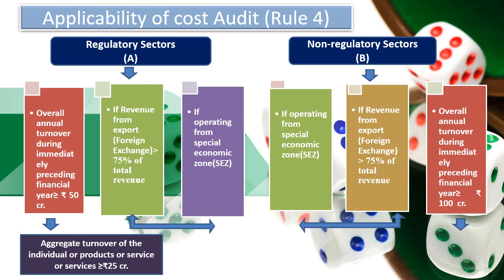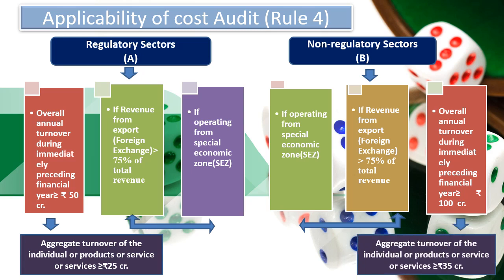Then in case of non-regulatory sectors, overall annual turnover during the immediately preceding financial year should be equal to or more than rupees 100 crores. And if we calculate on individual product basis, the aggregate turnover of the individual product or service should be equal to or more than rupees 35 crores. In this case, you have to conduct cost audit as per rule 4.